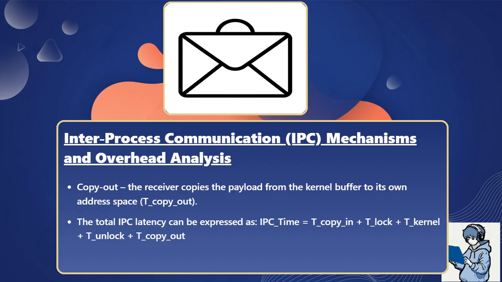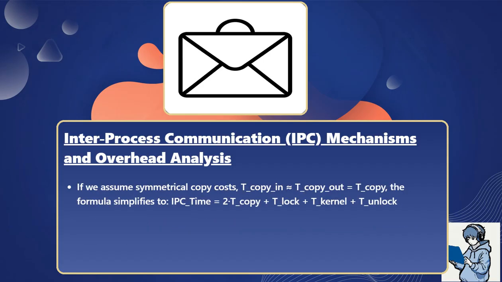The total IPC latency can be expressed as IPC time equals T copy in plus T lock plus T kernel plus T unlock plus T copy out. If we assume symmetrical copy costs, T copy in approximately equals T copy out equals T copy, the formula simplifies to IPC time equals 2 times T copy plus T lock plus T kernel plus T unlock.